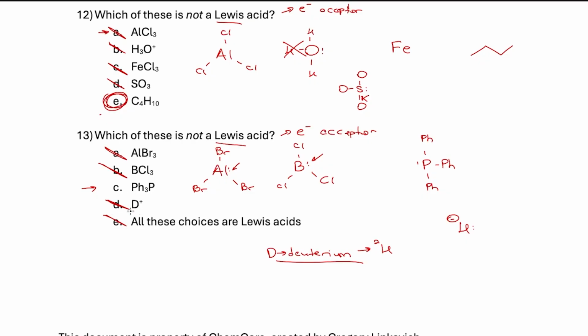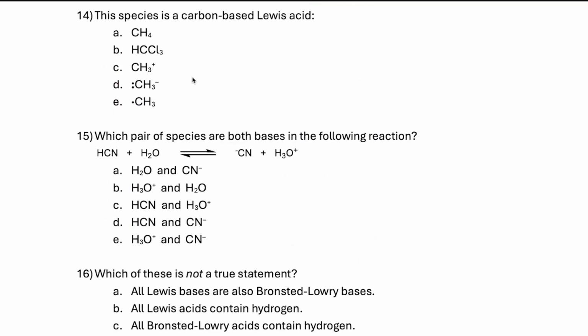And so E is definitely wrong too, meaning that C is the only choice that cannot act as a Lewis acid. Question 14, we're looking for the species that is a carbon-based Lewis acid. And so I told you guys before that single bonded carbons will pretty much never act as acids or bases. So we can really eliminate A.